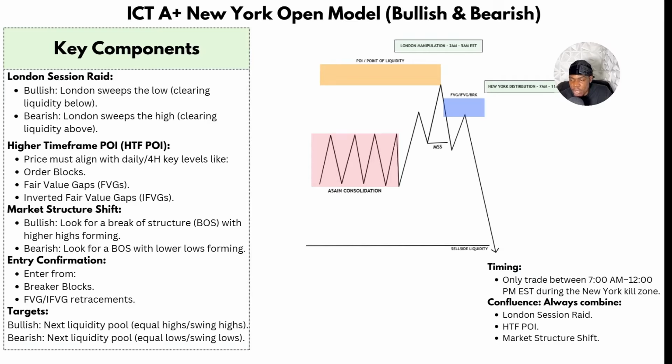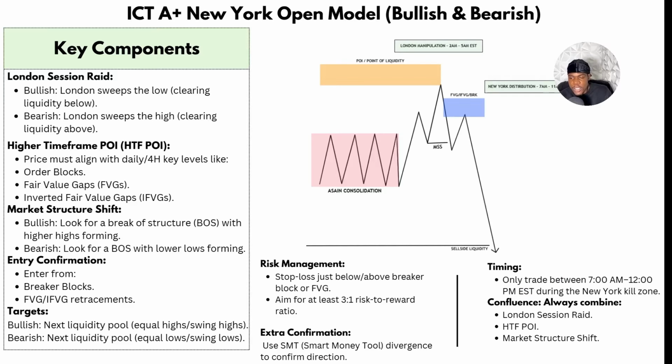For our timing, we only trade between 7 a.m. to 12 p.m. EST during the New York kill zone. The confluences we combine are our London session raid, our higher time frame point of interest, and our market structure shift. These are our confluences. Our stop loss always goes below or above the breaker block or above the fair value gap, and we always aim for a 3-to-1 risk to reward ratio.